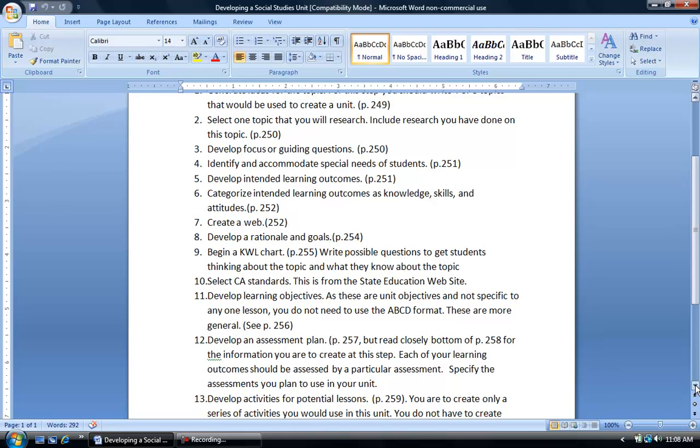Okay? You don't have to develop every single assessment you use, but you do need to pick one that you're going to, and then you're going to also share which learning objective, which learning outcome that is going to assess.